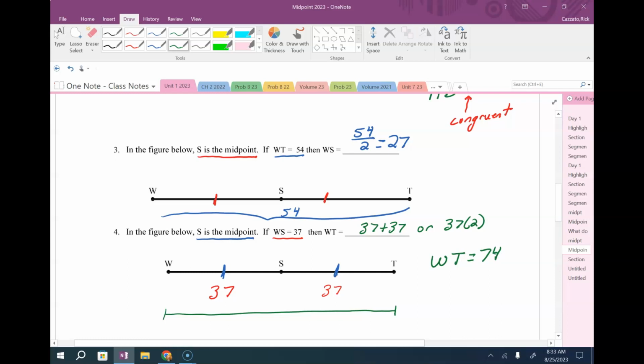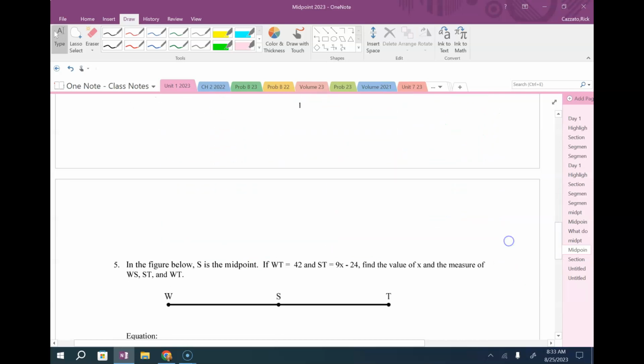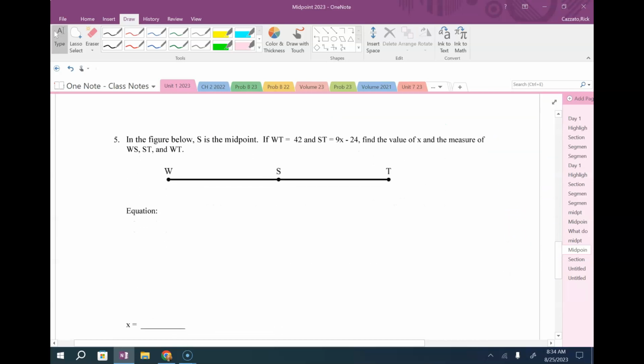Let's take another look at a problem with algebra. So if you could turn the page. So in this particular problem, again, we always want to label. It does tell me S is the midpoint. So I'm going to put the tick marks. And then I'm going to label. WT is the whole thing, which is 42. And then ST is 9x minus 24.